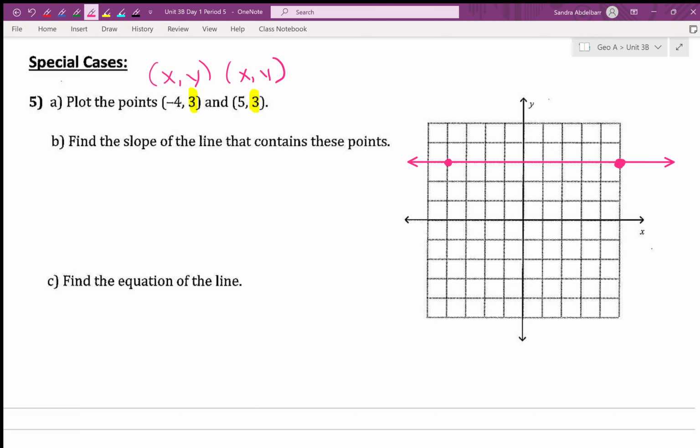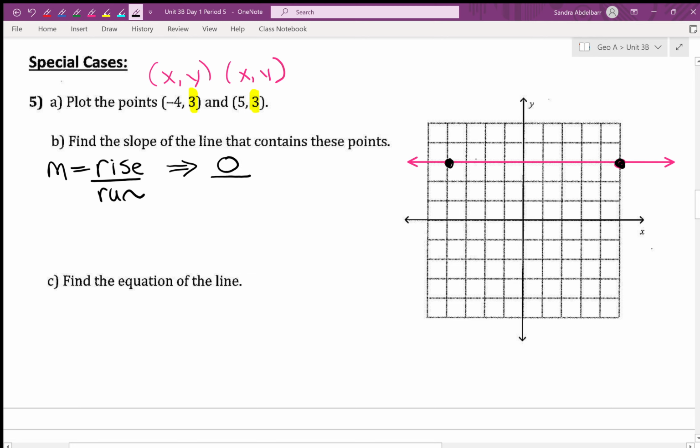Okay, I want to talk about the slope of this line. If we're going to find the slope, we know the slope is rise over run. Well, to get from the first point to the second point, am I rising at all? So what is that rise? Ollie? 0. And then we're running 1, 2, 3, 4, 5, 6, 7, 8, 9. We're running 9.